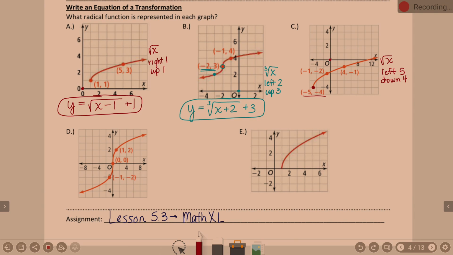What about a stretch or compression? Looks like there is one, doesn't there? Okay. Although I don't know. If this is a normal graph, it needs to go over 1, up 1, and then over 4, up 2. This point it has listed here, what is that? Negative 5 to negative 1 is over 4. Negative 4, negative 2 is actually up 2.